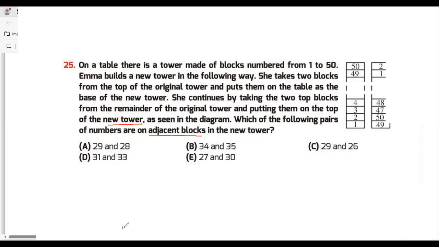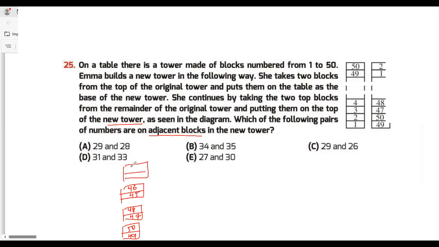Let's just start here. So the blocks would be 50 and 49. Then you have 48 and 47. And then if we continue like this, then you'll have 46 and 45. So basically the larger number comes first and then the smaller number.